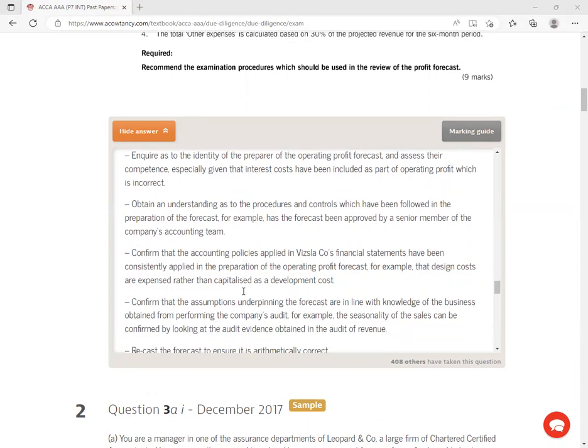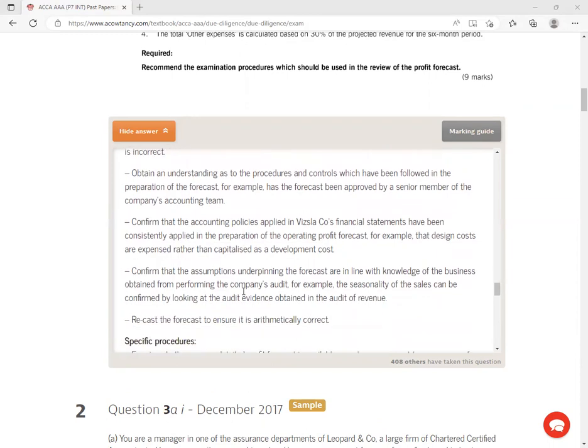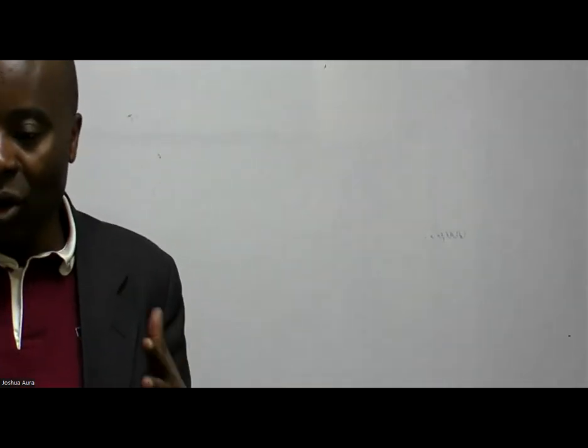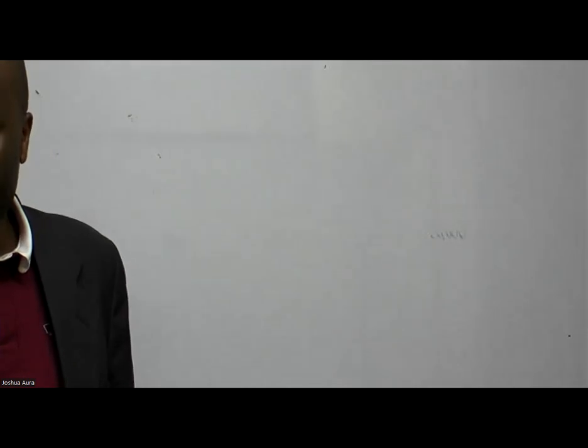Confirm that the accounting policies applied in the company's financial statements have been consistently applied in the preparation of the operating profit forecast. For example, that design costs are expensed rather than capitalized as a development cost. So you're saying, ladies and gentlemen, that even if there are forecasts, if there are areas where IFRS needed to have been used, then we must use the IFRS accounting policies and ensure that they are consistent.